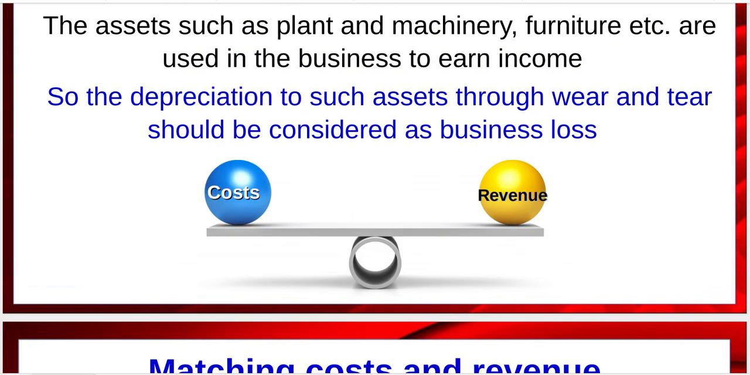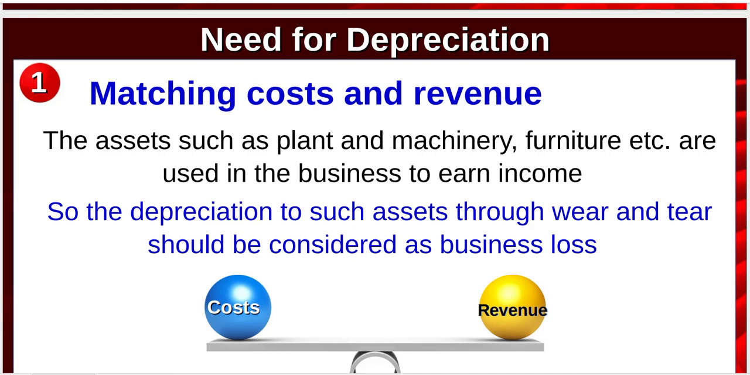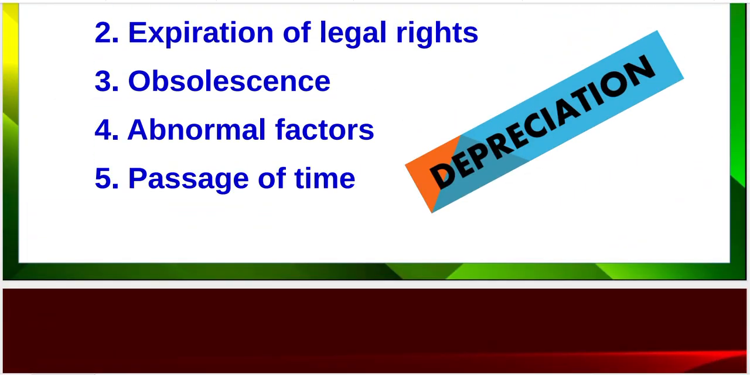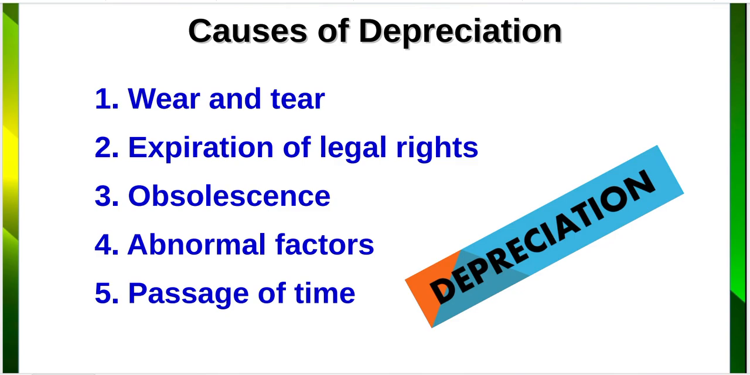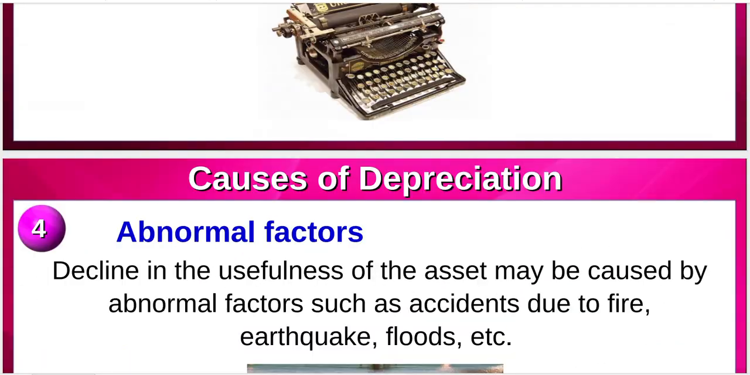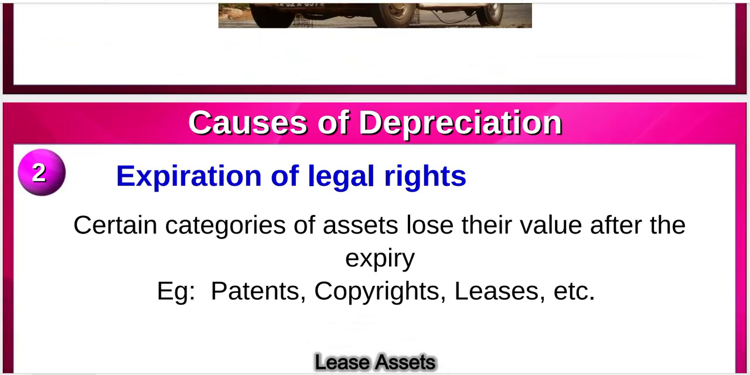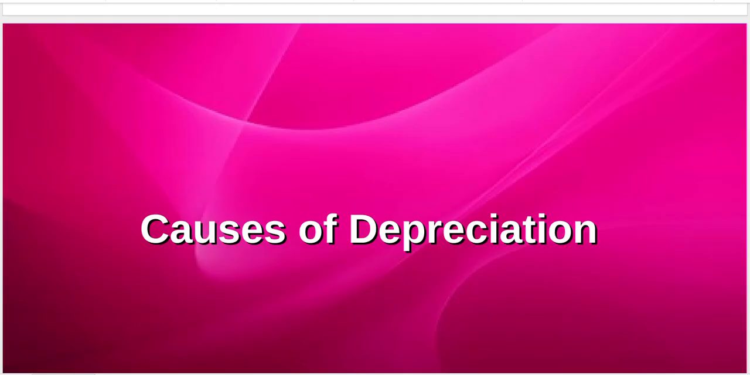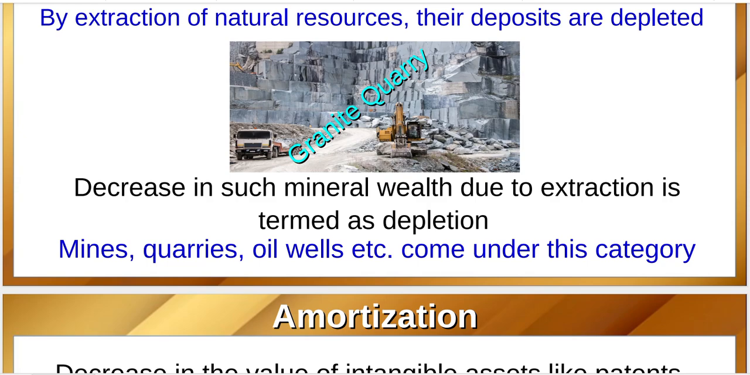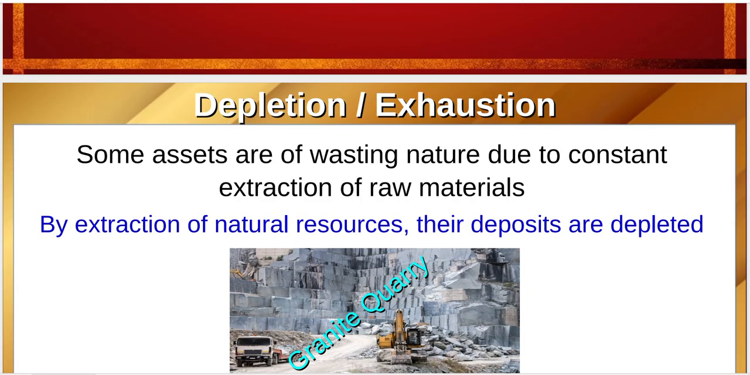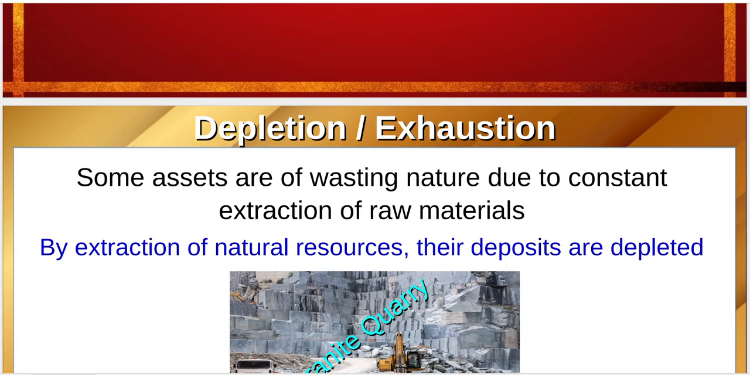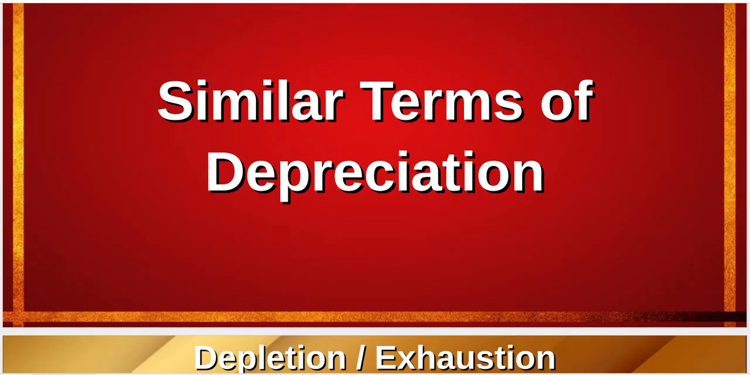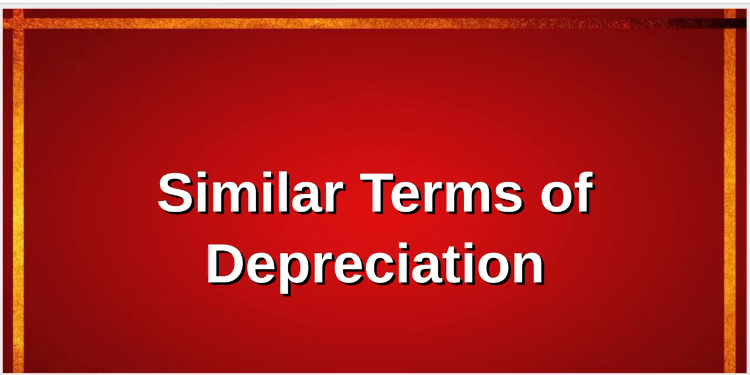Let us have a quick recapitulation. So, the need for depreciation we have done. Before that, we did what? The causes of depreciation. And before the causes of depreciation, we discussed the similar terms of depreciation: amortization in the case of intangible assets, depletion in the case of natural resources, and in the case of tangible assets we use the term depreciation. So I hope you understood these three topics: the similar terms of depreciation, the need for calculating depreciation, and the causes of depreciation. The other topic we will discuss in the next video.